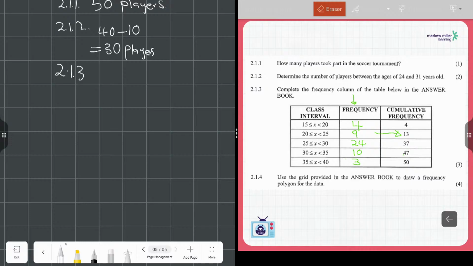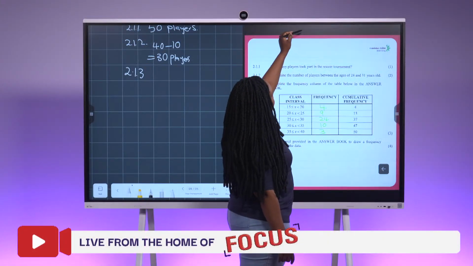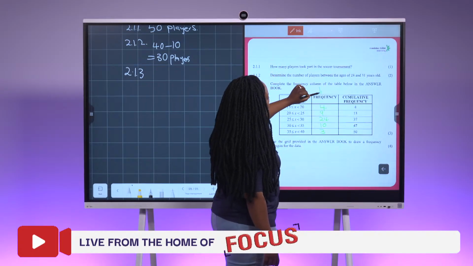I hope you guys have found that and you can be able to deal with it properly. So that's how you can respond to the questions. Just remember that at the end, you need to add these frequencies together, and they must give you the total number, which in this case, our total number is 50.